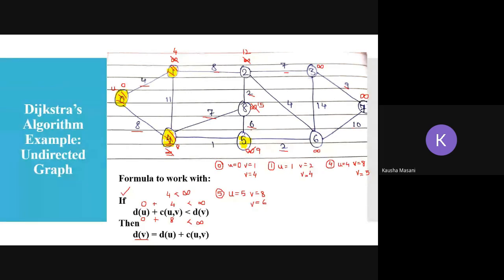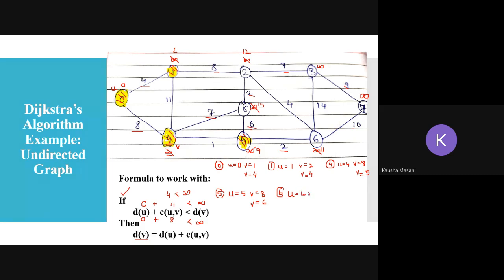What will be the distance? Vertex distance at 6: 9 plus 2, 11. So cut this out and write 11. With this, 5 is explored. The next one will be 6, the next vertex, because 11 is the lowest one. So U is equal to 6.